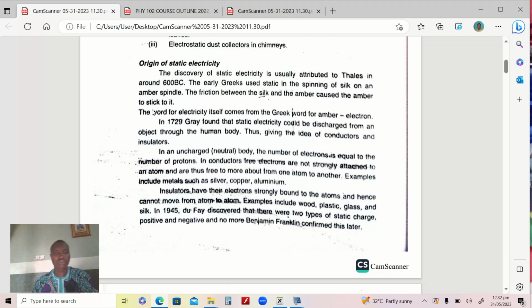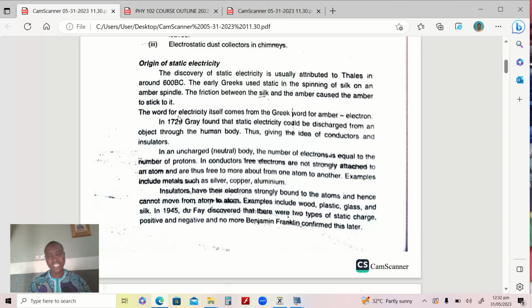So in an uncharged or neutral body, the number of electrons is equal to the number of protons, and this is why we say an atom is electrically neutral, because the number of electrons is equal to the number of protons in an atom at an unexcited state.